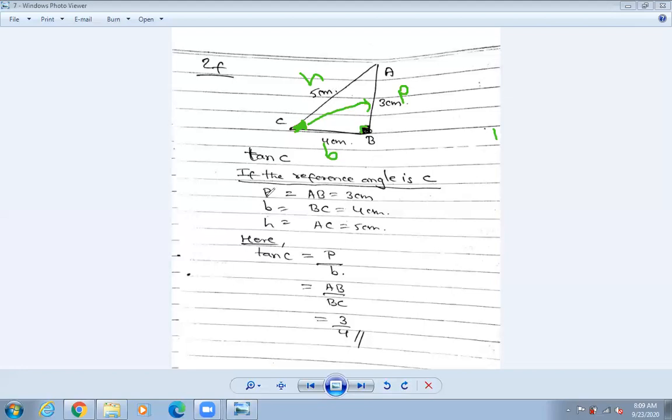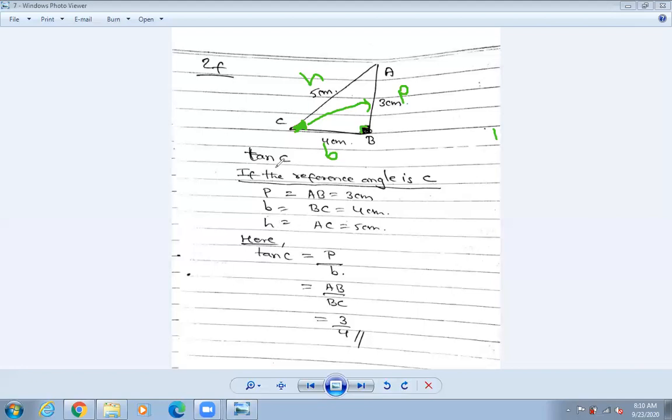Then after that, what is the name of perpendicular? AB. Now it is AB. Earlier it was different, now it is different. Base. What is the value of base? Base is BC. Let us write down BC equals 4 centimeter. And hypotenuse is AC. Let us write down AC equals 5 centimeter.